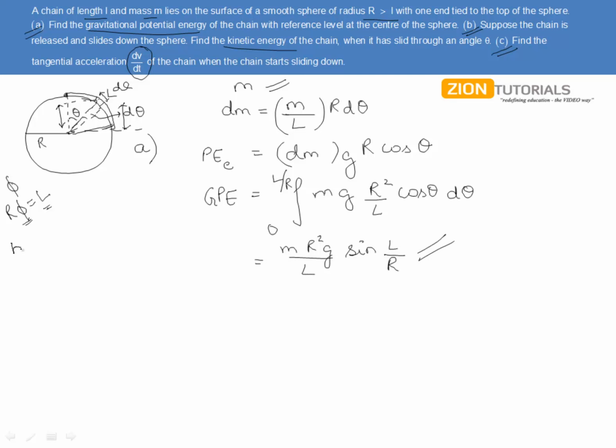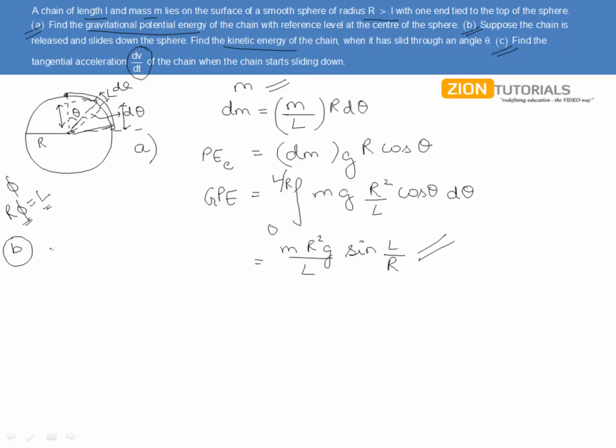Proceeding with the second part of this question, in which we need to find out the kinetic energy of the chain when it has slid through an angle theta. Now we know that when the chain is released from rest and slides down through an angle theta, the kinetic energy of the chain is actually given by the change in potential energy. So let us employ the same over here.